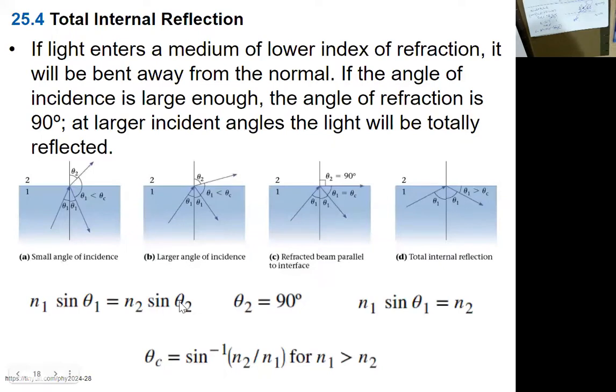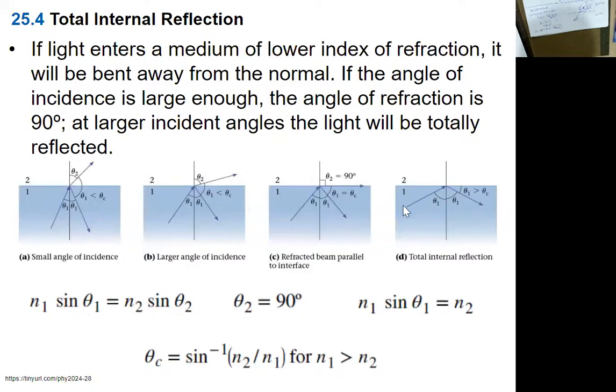So you can see theta 2 is greater than theta 1. Now, if you increase theta 1, then theta 2 will be increased as well. At some point, theta 2 is going to reach 90 degrees first. When that happens, we call this the critical condition, because if you keep increasing your theta 1, then no more refracted ray enters the second media. It will only be fully reflected.